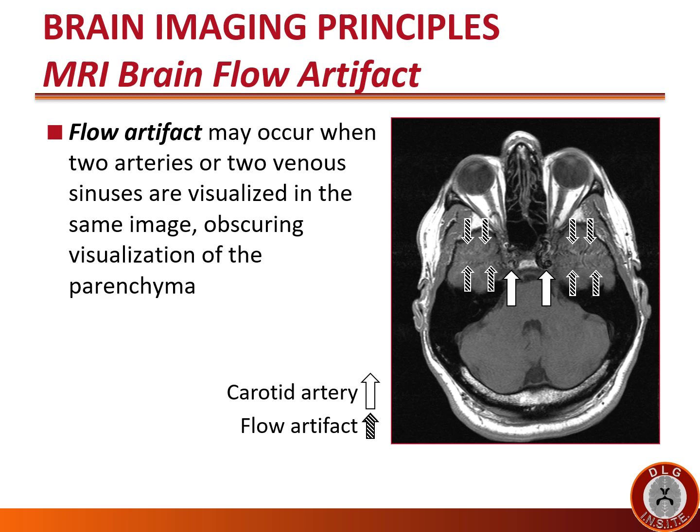A consideration when interpreting an MRI brain is flow artifact. Flow artifact may occur when two arteries or two venous sinuses are visualized in the same image, with resultant obscuring of the visualization of the parenchyma. In the image to the right, two white arrows point to the carotid arteries in the cavernous sinus. Those two arteries in this image have resulted in an obscuration of the temporal lobes bilaterally due to flow artifact, depicted by the arrows with stripes.